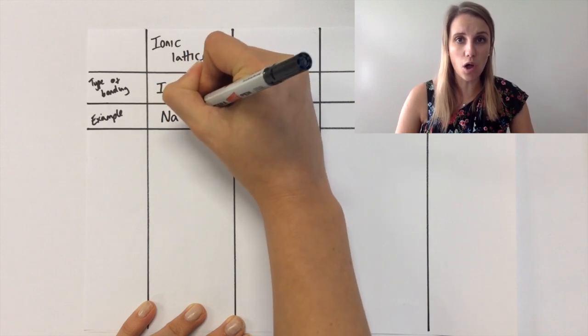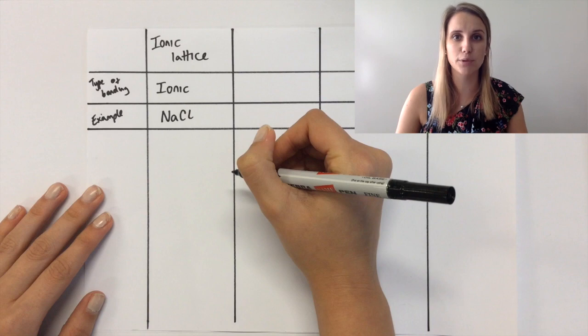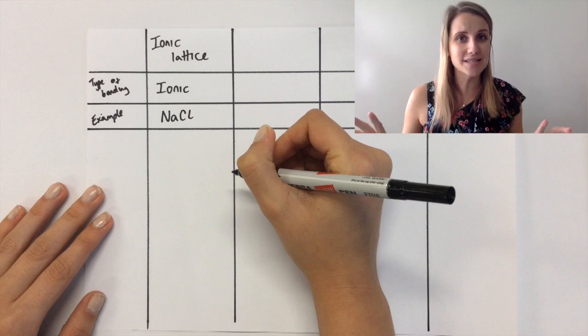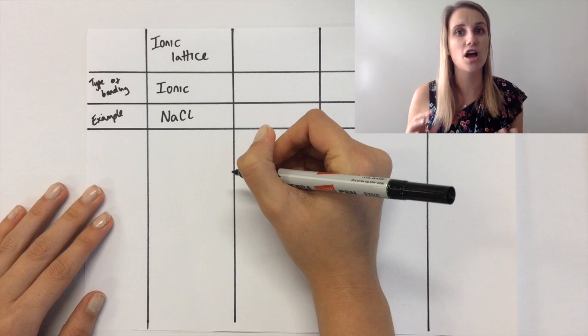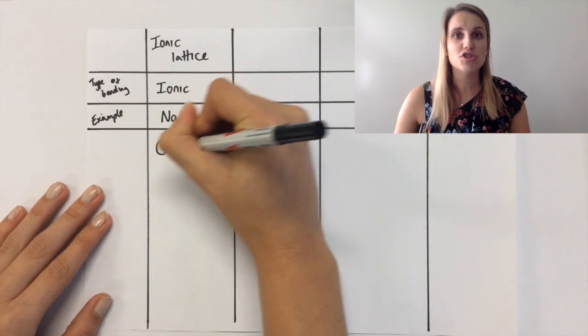The example of ionic bonding that we normally use is sodium chloride, or table salt. Whenever you get any substance that's ionic, I want you to think about table salt, because that will give you some precious information that you can apply to any other ionic substance. In this box underneath, I'm going to draw out the structure of it.